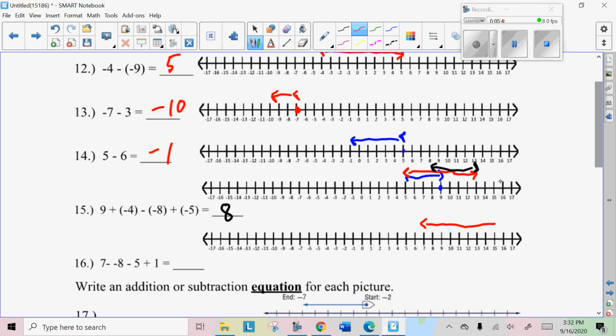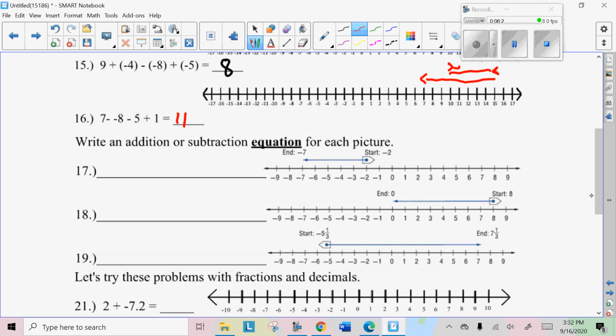Now I'm subtracting there, which means my nose is facing this way. I'm subtracting 5, which means I'm going to go the way my nose is facing, 5. That brings me to there. And then I add, which means I am facing that way. And then I'm adding 1, which means I go the way I'm facing, and I end up with 11. All right.